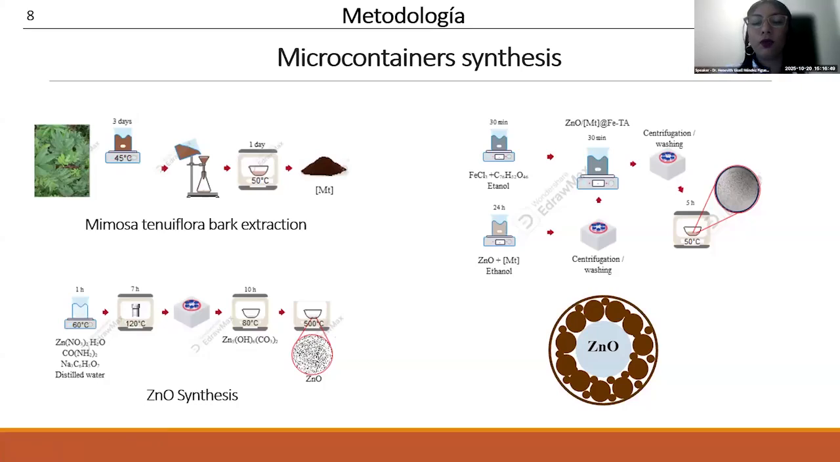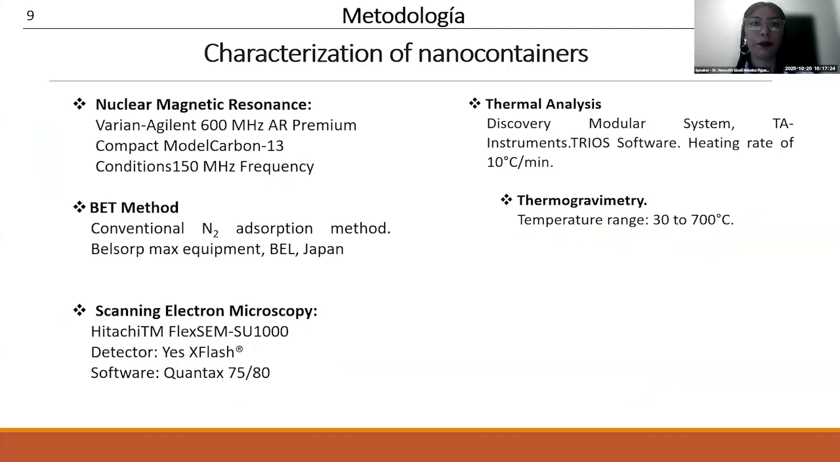And then we combine these two materials in an ethanol solution. And after that, we add a final layer made of the iron tannic acid complex. So at the end, we have our microcontainer with zinc oxide in the core. It was loaded with the Mimosa tenuiflora bark extract. And finally, we got the external layer that was pH responsive.